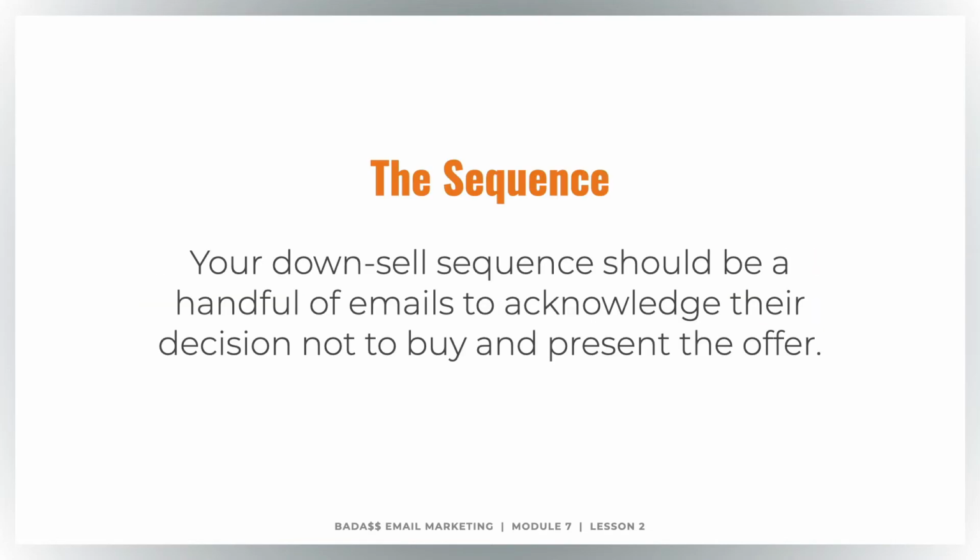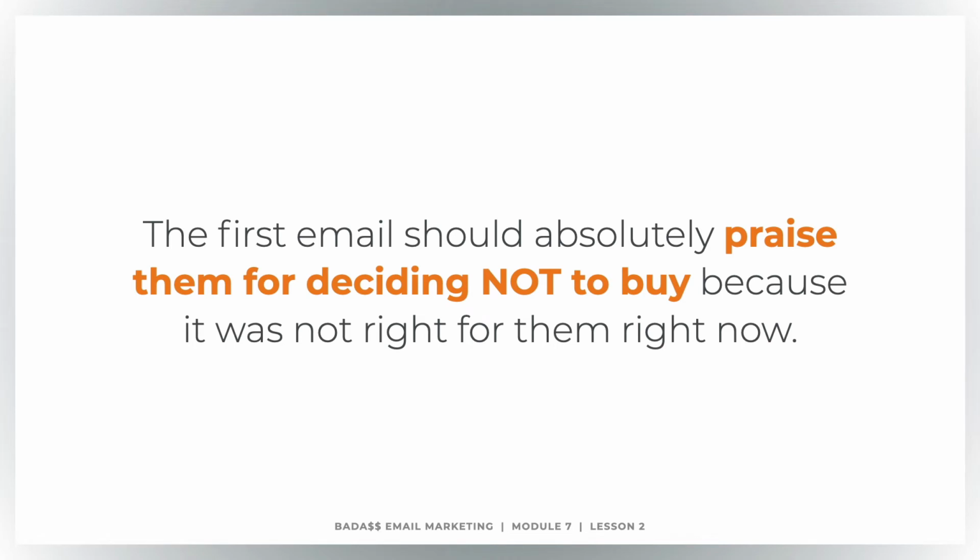Now, the sequence you're going to send should be a handful of emails to acknowledge their decision not to buy and present the offer. When I've done this, I tend to do 3 emails, but you could do a few more if you wanted to. But the concept is, and I really want you to get this, you're going to send it after acknowledging their decision not to buy. So the first email should absolutely praise them for deciding not to buy. And this may seem weird, but you want to praise their decision not to buy because apparently your offer was not right for them right now.